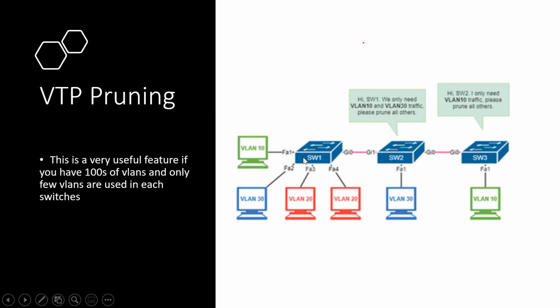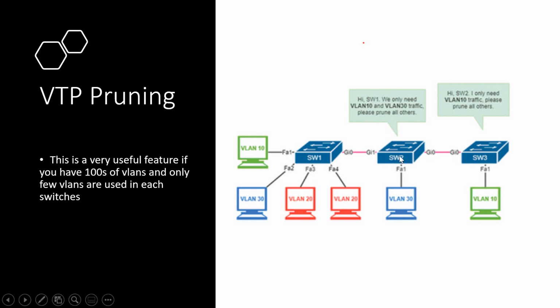So let me show you how it works. These are 3 switches here, switch 1, 2, 3, and this switch has clients on VLAN 10, 20, 30, and this switch has clients only on VLAN 30, and this has clients on VLAN 10 only. So this switch has one switch behind it that has VLAN 10, and this has 30. So this switch should not send any traffic on VLAN 20 or VLAN 30 to this switch.